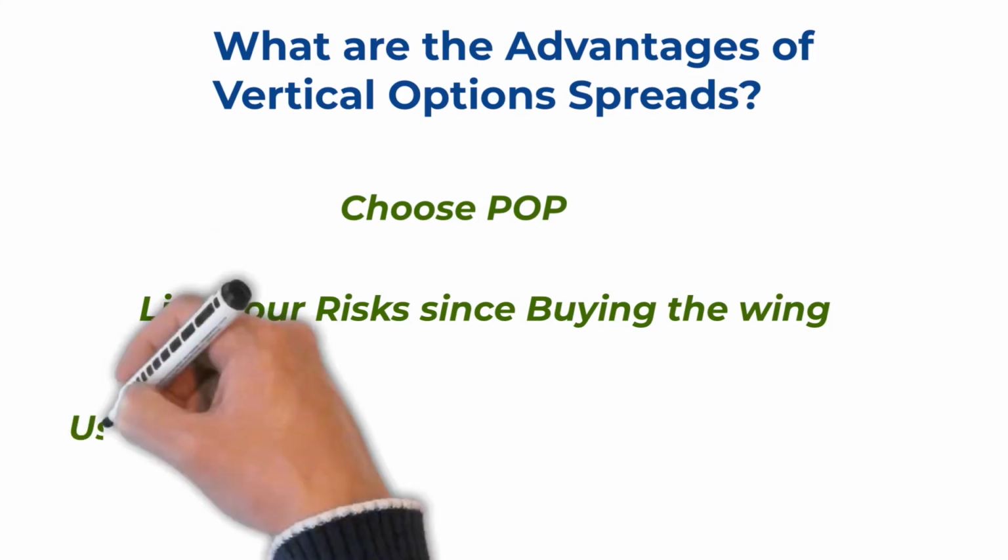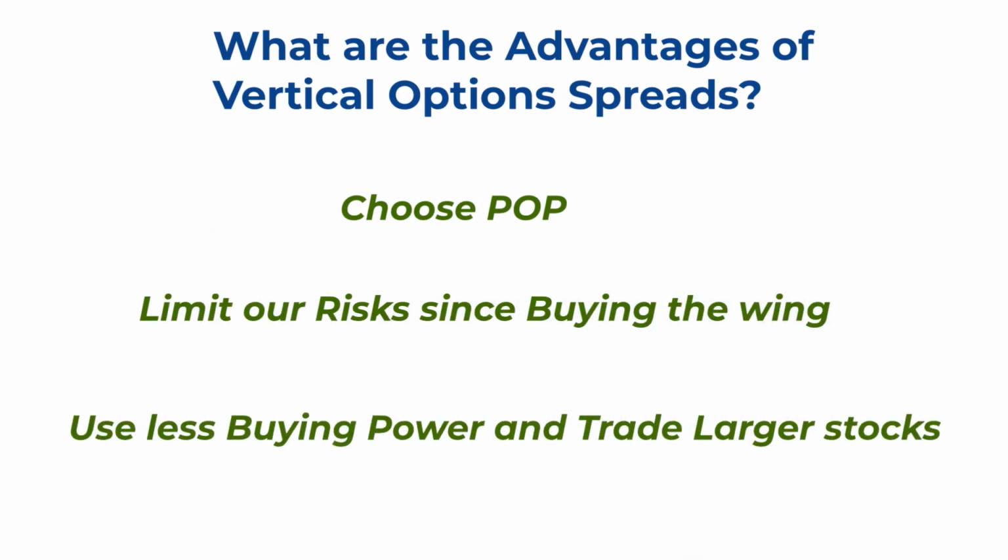Lastly, vertical spreads allow us to use less buying power and trade larger stocks. Because we are capping our max loss, the broker does not require us to put up a lot of capital to make the trade. They know that we have a max loss and therefore we can cover the loss. This allows us to trade high-priced stocks that would normally take a lot of capital otherwise.